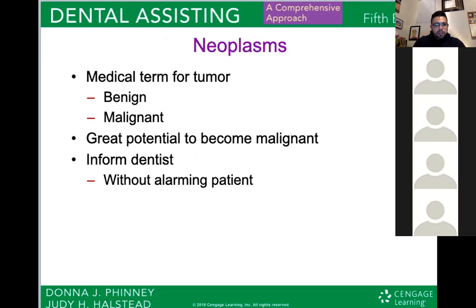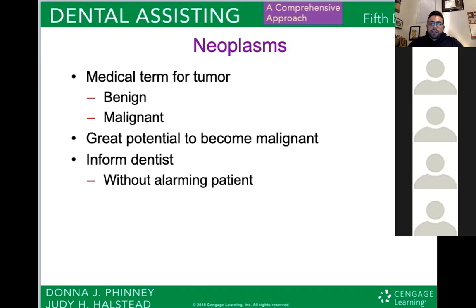All right. So neoplasm is just a medical term for a tumor. It can be benign or malignant. Dental assistants should be knowledgeable and act on recognition, which could save a patient's life if detected early. Neoplasms or tumors have a great potential to become malignant if they're not already.